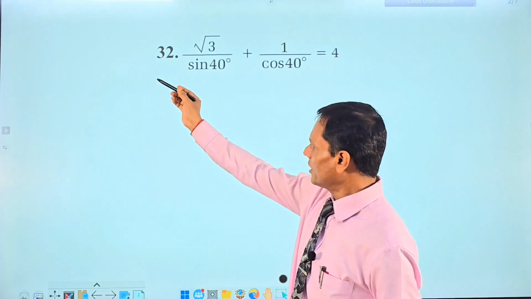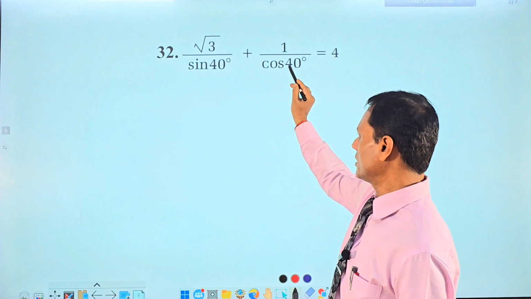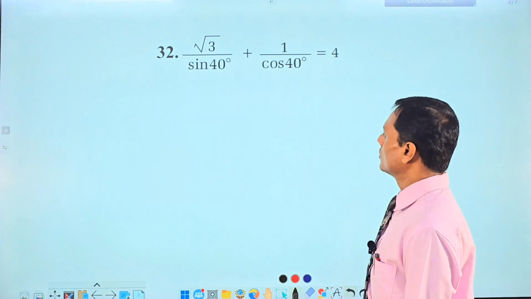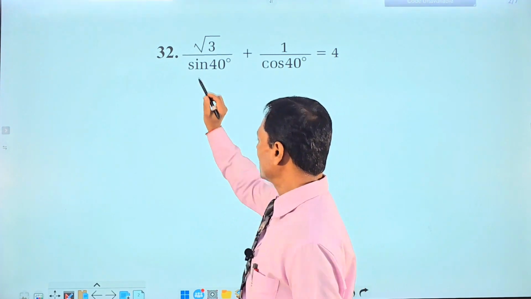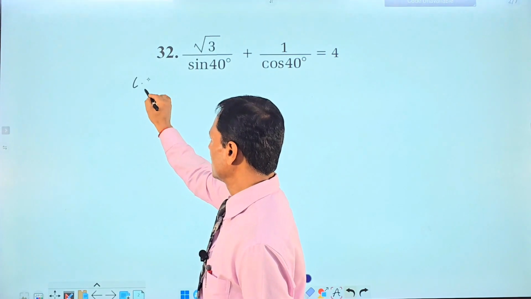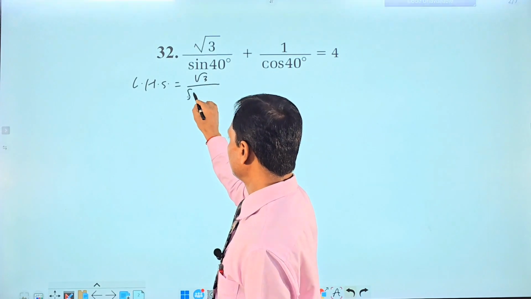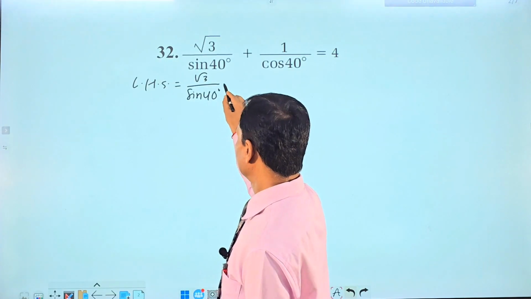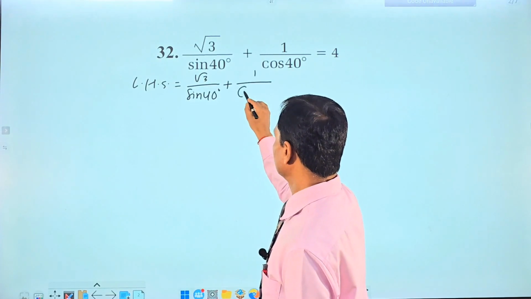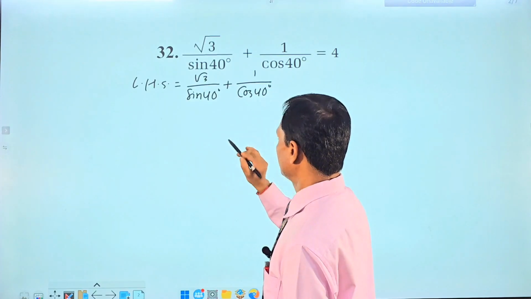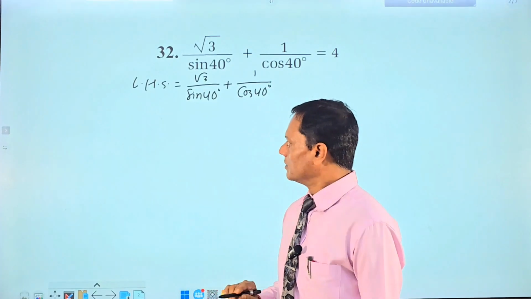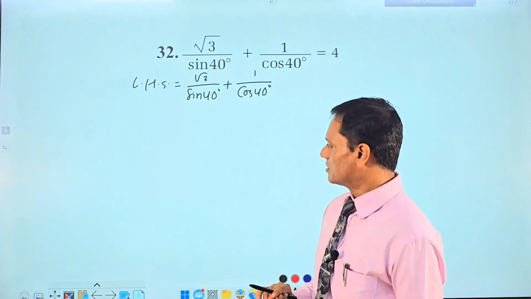So in number 32, we have root 3 over sine 40 degree plus 1 by cos 40 degree equals 4. We are going to choose the left hand side first. So left hand side, we have root 3 over sine 40 degree plus 1 over cos 40 degree, isn't it? This question can be solved in two ways.